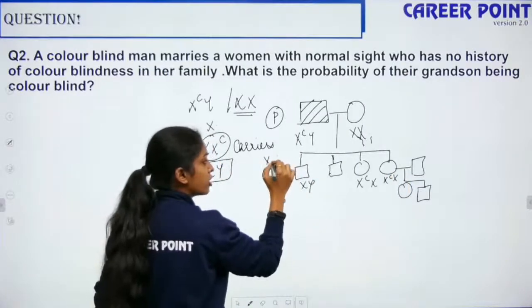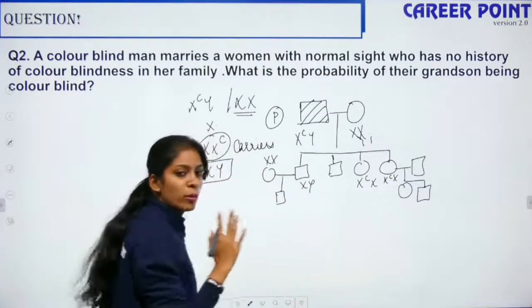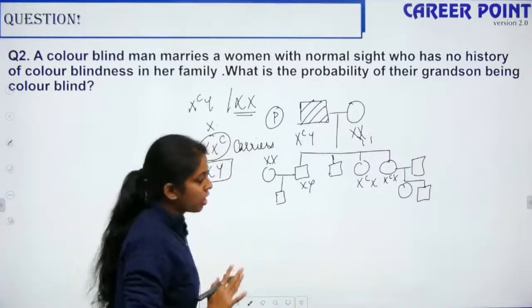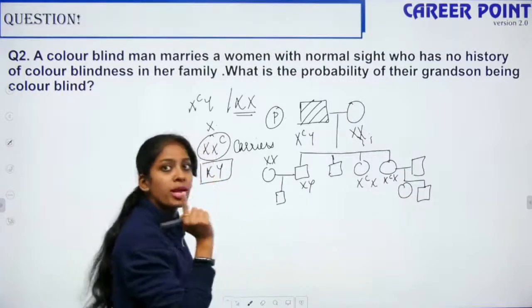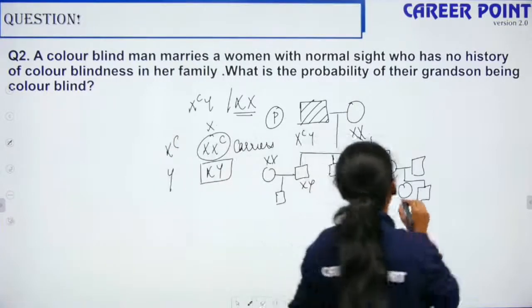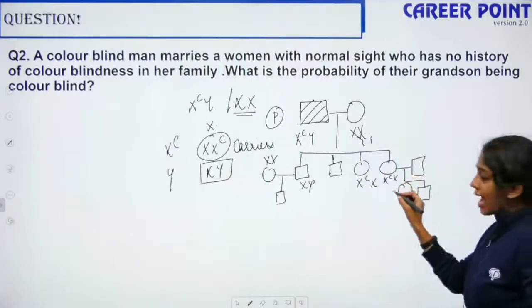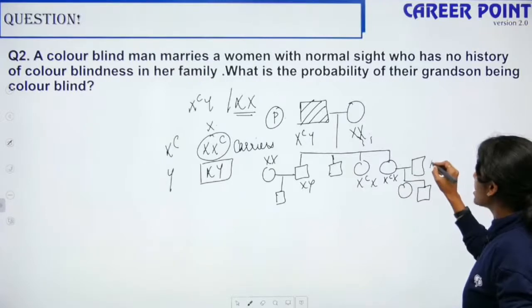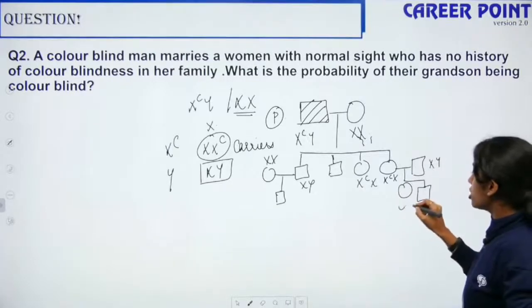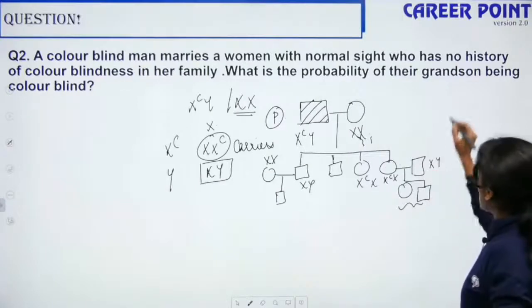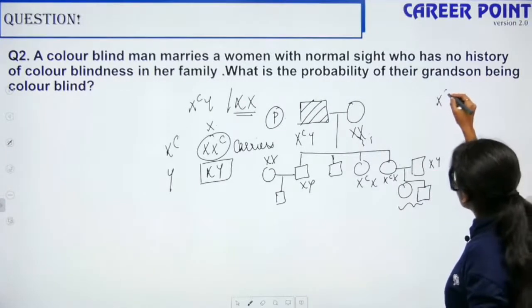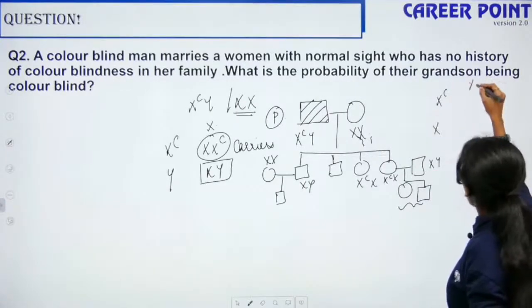So if he marries a normal girl, his kids will be normal. So there is no issue. But since the daughters are carriers, we have to be cautious. So now the daughter's chromosome is X^C X. If this daughter marries a normal man, what is the probability the grandson would be colorblind? So now I am doing the cross for this X^C X, and X and Y.